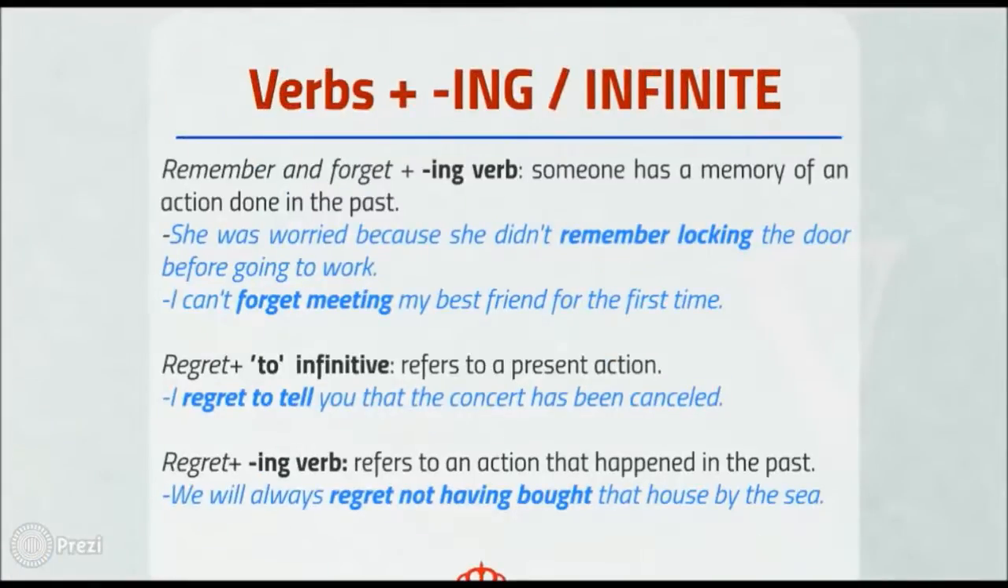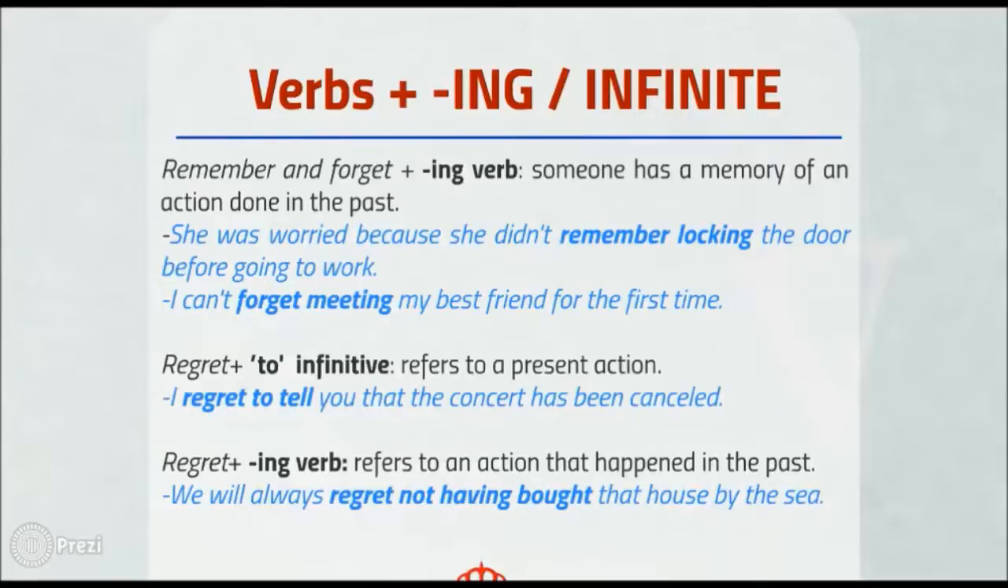Remember and forget plus -ing verb: someone has a memory of an action done in the past. She was worried because she didn't remember locking the door before going to work. I can't forget meeting my best friend for the first time.